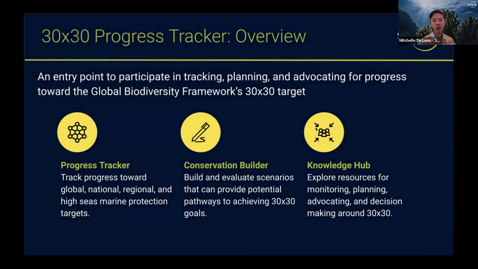In partnership with the Bloomberg Ocean Initiative, we launched the 30 by 30 progress tracker early this year at the Our Ocean Conference to serve as an entry point to better understand our progress towards 30 by 30. As Jason will highlight later on, the 30 by 30 progress tracker has three components. The first component is the overall progress tracker using country reported data. And then we also have a light conservation builder, to better understand what are the different scenarios to achieve 30 by 30. And lastly, we have a high level knowledge hub to better understand the landscape of resources to more deeply understand 30 by 30.